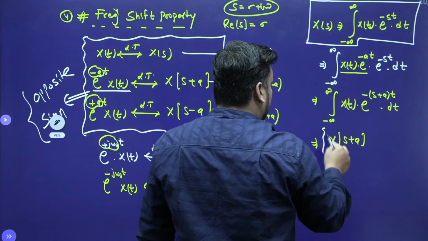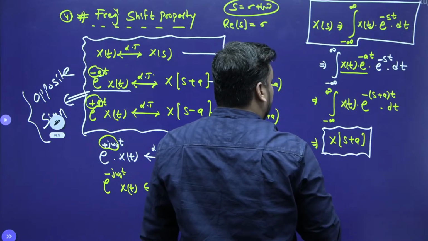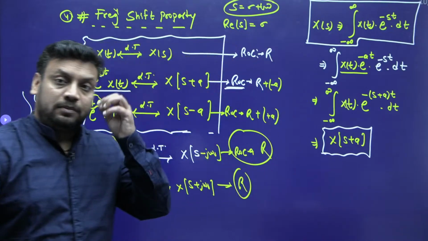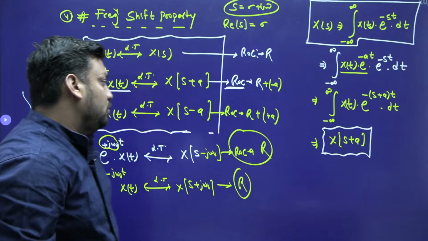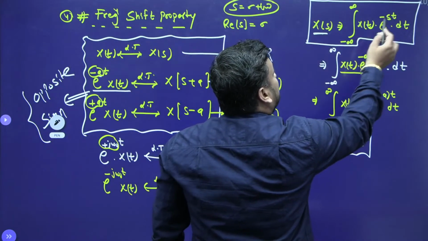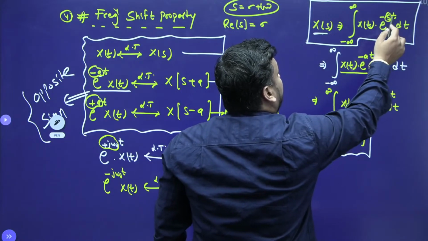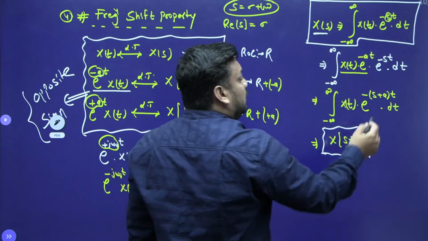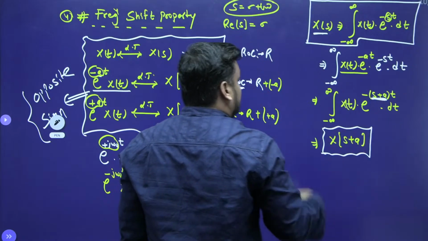Tell me, what do you say, yes or no? All of you just reply, yes or no, X of s plus a. That is the only thing we have mentioned here. Why? Because earlier you had written X of s, since the multiplier of minus t was s. Similarly here the multiplier is s plus a, and that is why X of s plus a.